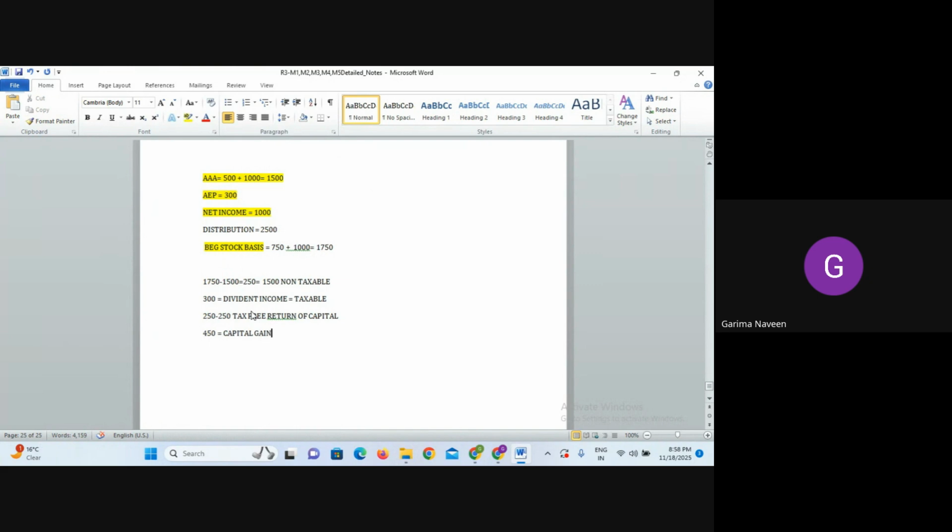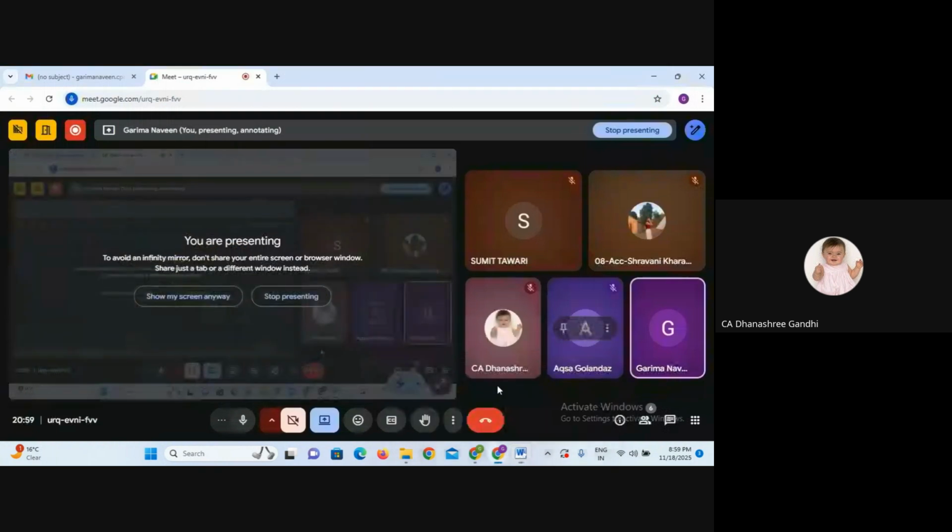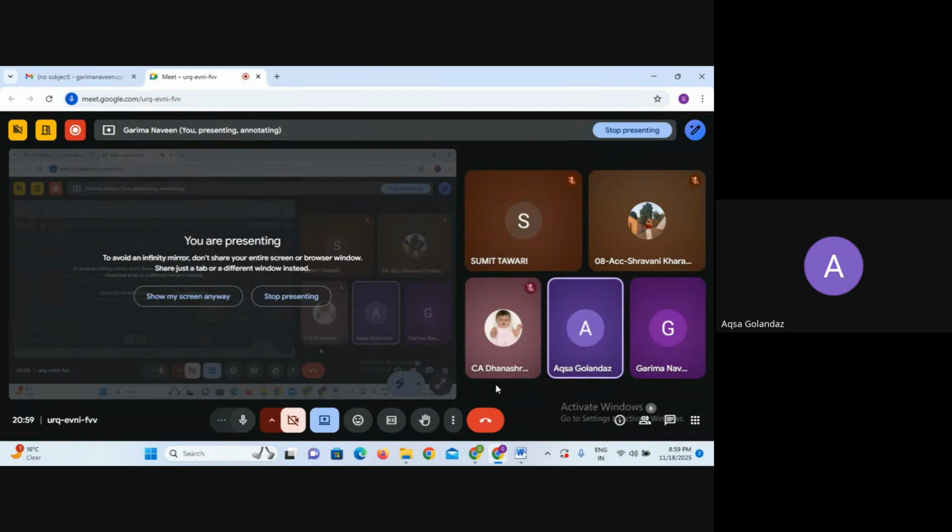Should I repeat or is it clear? Is this example clear? Yes, Garima. Is it clear to you all? Yes.